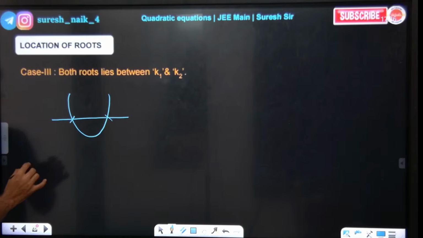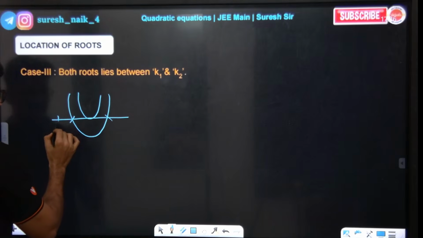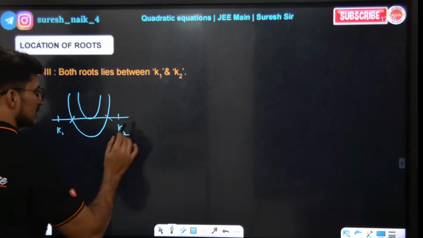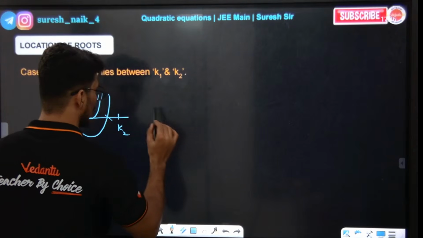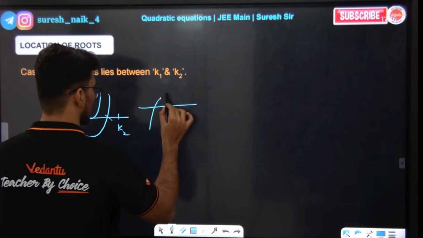Sir, the graph can be even like this. Either k1 is somewhere here, k2 is somewhere here, and the graph is like this. The graph can be even a downward graph like this.